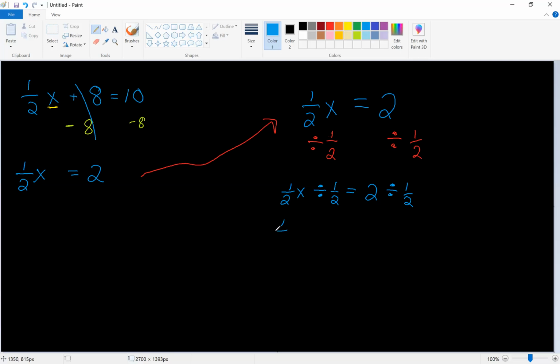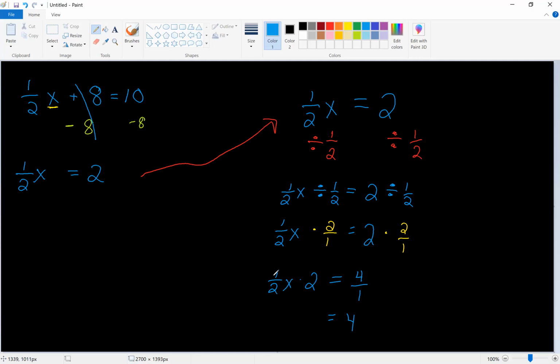So let's come down to the next line. We have 1/2 x. Now notice that division by 1/2 is the same as multiplying by the reciprocal. Reciprocal is 2/1. Same thing on the right-hand side. I copy down the 2, and instead of dividing by 1/2, I can say that's the same as multiplying by the reciprocal. Working along, I've got 1/2 x times 2. And on the right-hand side, I have 2 times 2/1, so that would be 4/1, which is just 4.